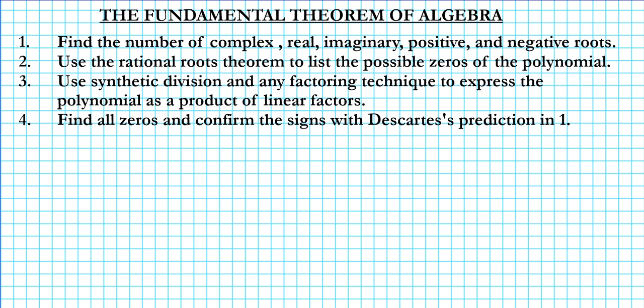And then we'll proceed to use synthetic division and any factoring technique to express the polynomial function as a product of linear factors. And then we'll conclude by finding all the zeros and confirm the signs using Descartes' prediction in part 1, where we have to state the number of positive and negative roots. Okay? Now, let's take a look at the equation.